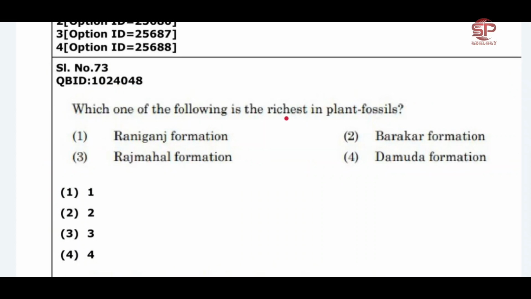Which one of the following is the richest in plant fossils? All the formations given are from Gondwana. Raniganj formation, Barakar formation, Damuda formation, they all contain fossils. But Rajmahal formation is a volcanic formation, the Rajmahal Trap. A volcanic formation doesn't contain plant fossils or any fossils. So mostly it will be Raniganj.